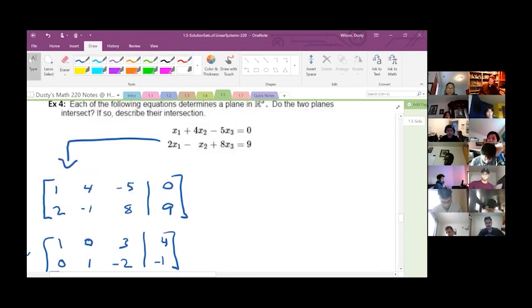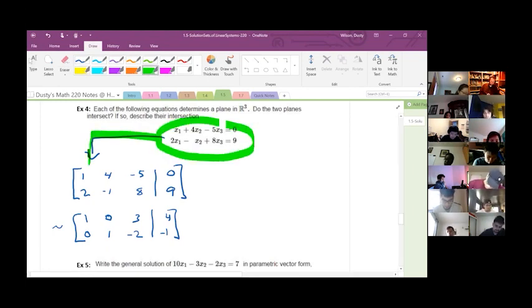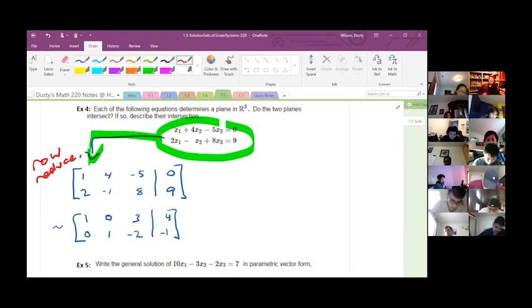I decided to save a little bit of work and did the first couple of steps here myself. Each of the following equations determines a plane in R3. Do the 2 planes intersect? If so, describe their intersection. Here's step 1: I take my system, write it as an augmented matrix, and then row reduce, just like we said before. Step 2 is that we need to express each basic variable in terms of any free variables appearing in the equation.